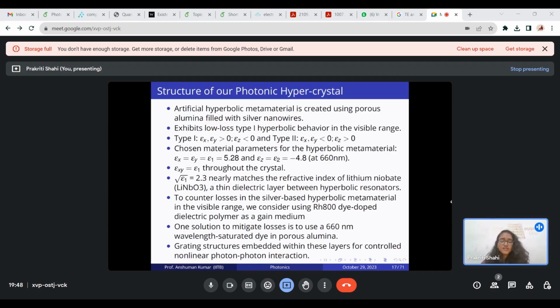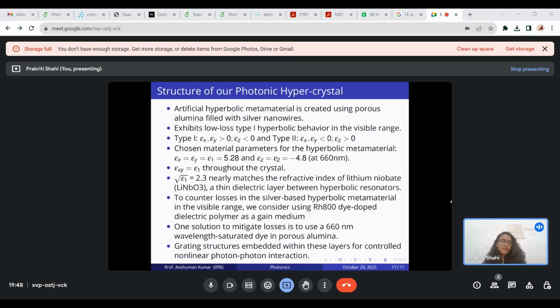Now, to counter losses in the silver based hyperbolic metamaterial in the visible range, we consider using an RH800 dye doped dielectric polymer as a gain medium, since we want the overall net loss to be zero. One solution to mitigate the loss in our case is to use a 660 nanometer wavelength saturated dye in porous alumina.